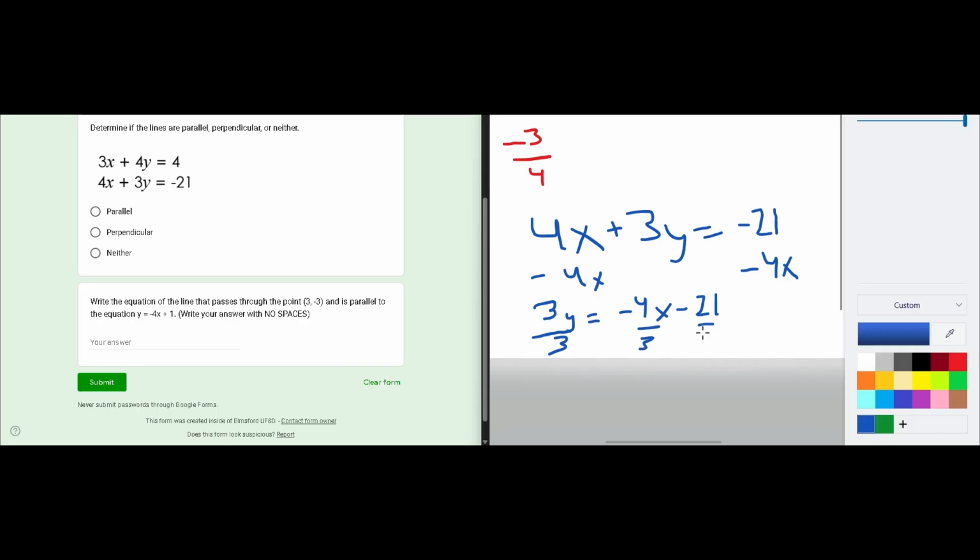Now, negative 4x divided by 3 is negative 4 over 3x. And negative 21 divided by 3 is negative 7.